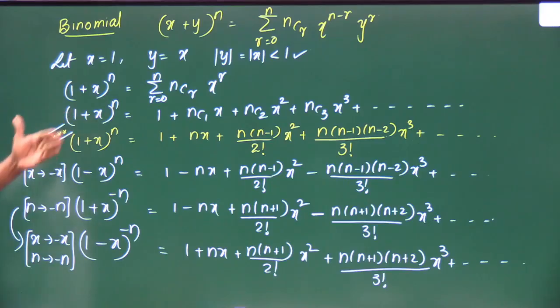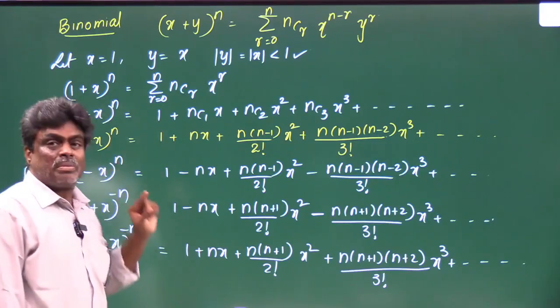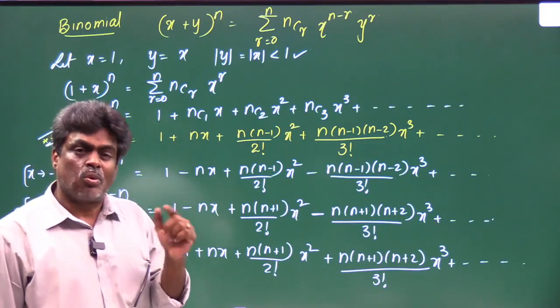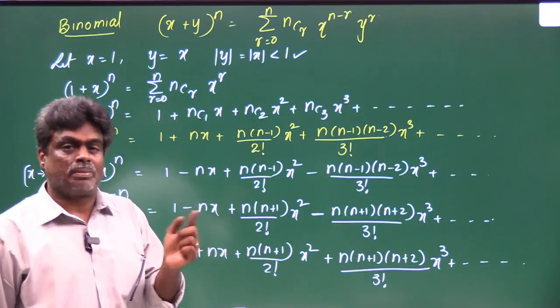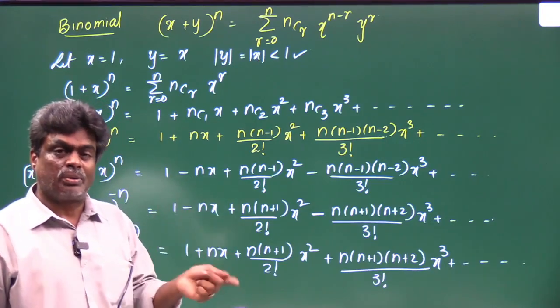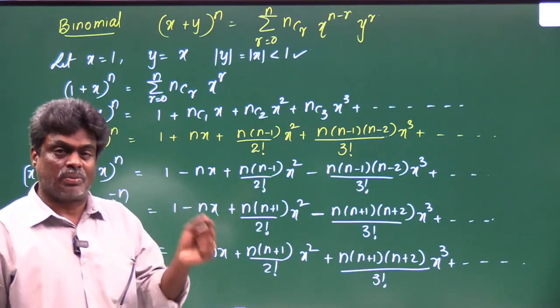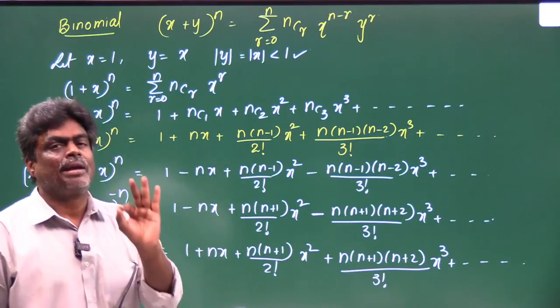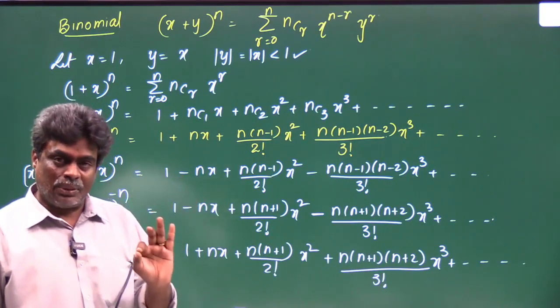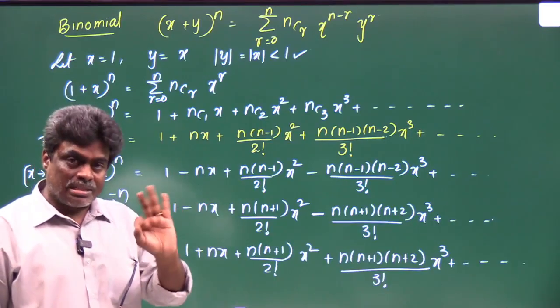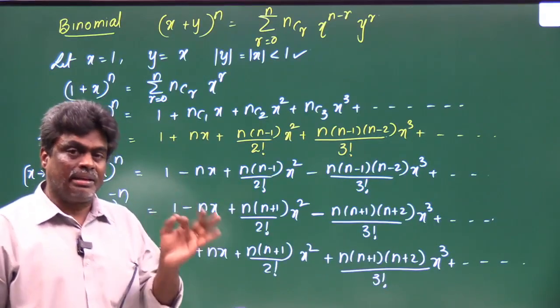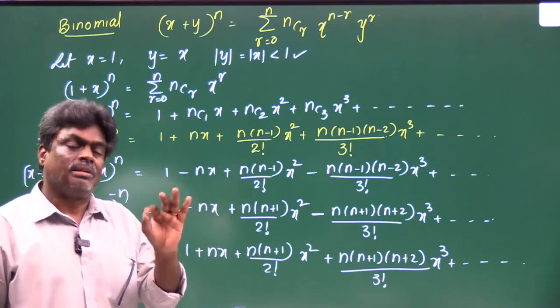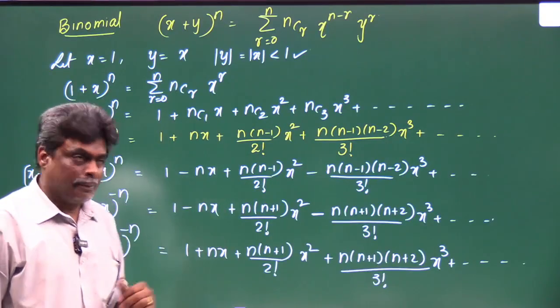No need to learn each and everything by heart. Just remember the first one: (1 plus x) whole power n is 1 plus nx plus n into n minus 1 by 2 factorial x square plus n into n minus 1 into n minus 2 by 3 factorial x cube, and so on. Or simply the binomial expansion: nC0 x power 0 plus nC1 x power 1 plus nC2 x power 2 plus nC3 x power 3, and so on. Clear?